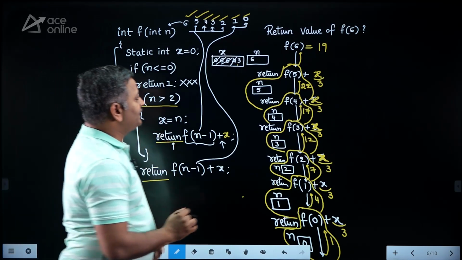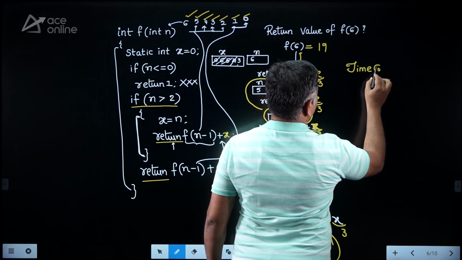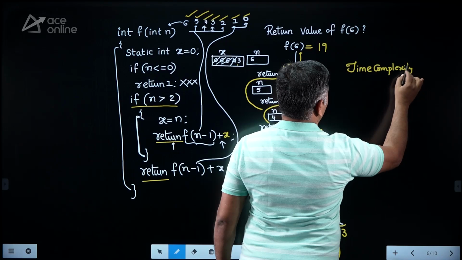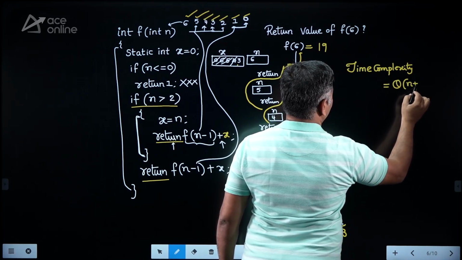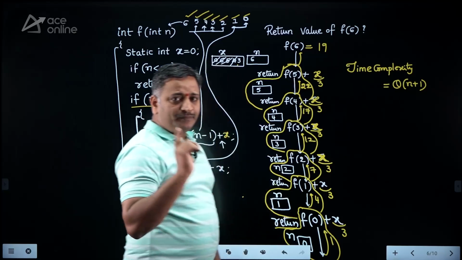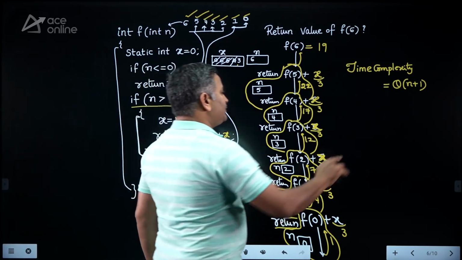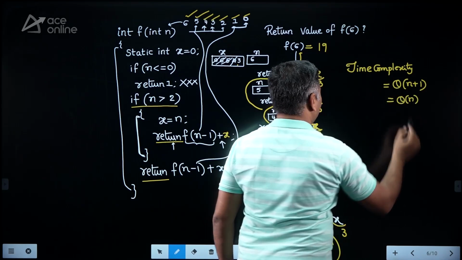For input n, there are n plus 1 function calls. Therefore, the time complexity for this program is theta of n plus 1, because n plus 1 function calls are there. But there is no importance to the constant 1, therefore we can make it theta of n.